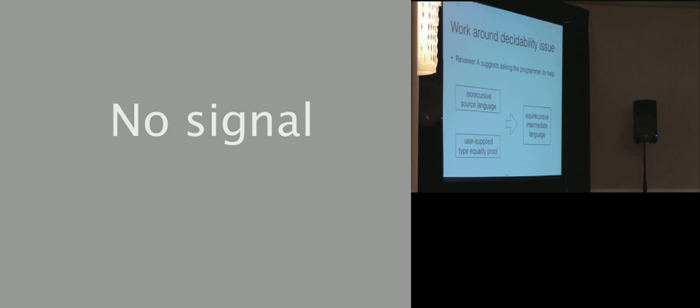And the suggestion is that we ask the programmer for help. We can start with an iso-recursive source language with decidable type checking, and then we ask the programmer to provide equality proofs for the kind of type equality needed to make their programs well-typed. And then we compile them into an equirecursive intermediate language, which will be well-typed by construction. This way, we get part of the benefits of both worlds, both isorecursive and equirecursive types.